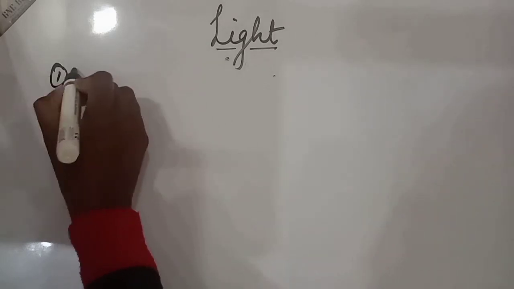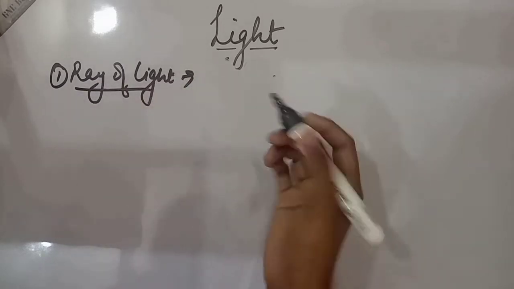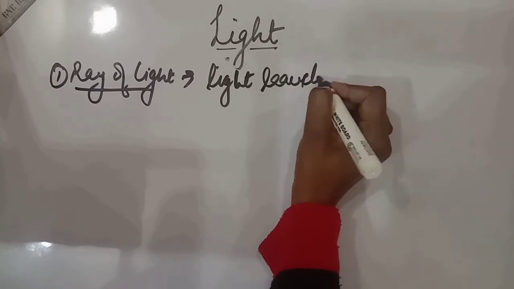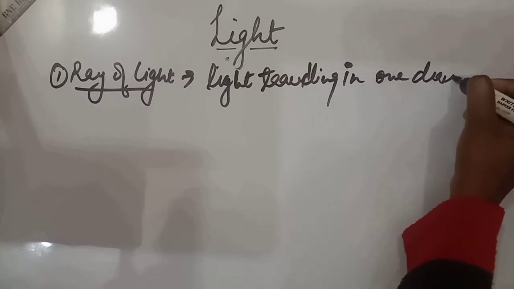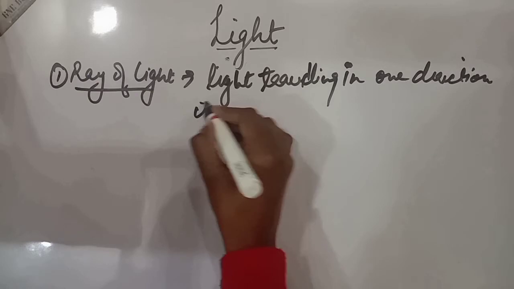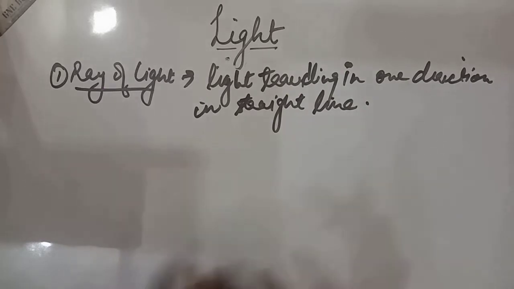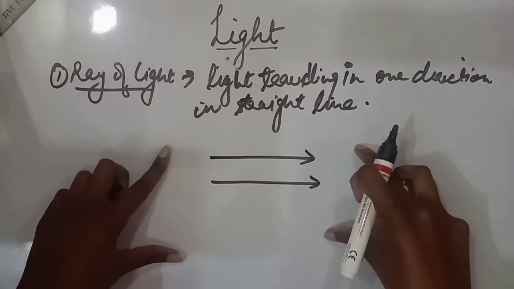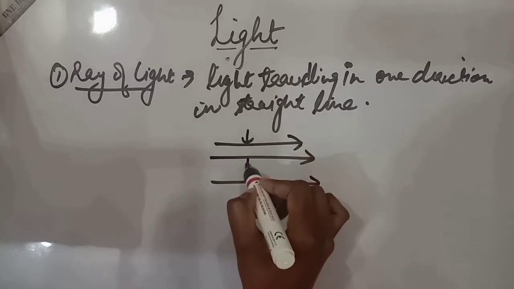Now we will talk about some terms related to light. First is ray of light. Light traveling in one direction in a straight line. Light which travels in a particular direction in a straight line is called a ray of light. This single ray is called a ray of light.